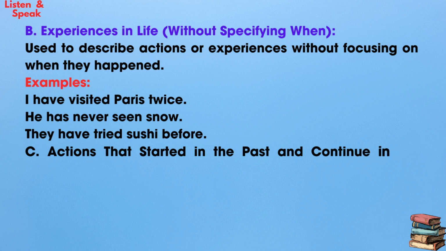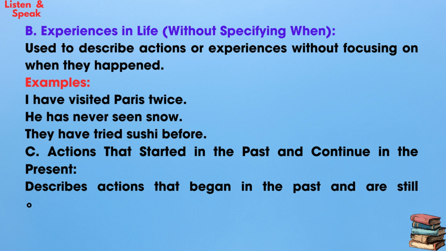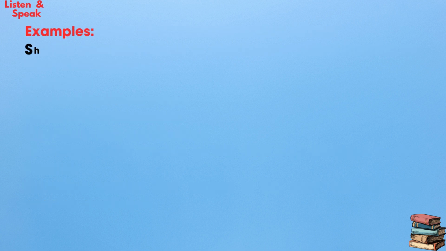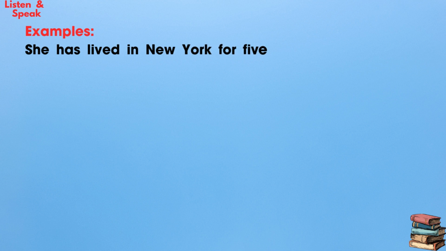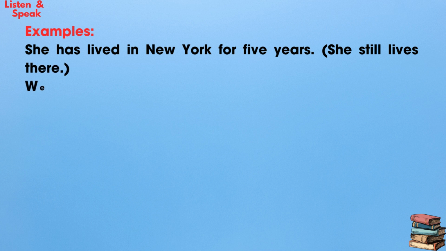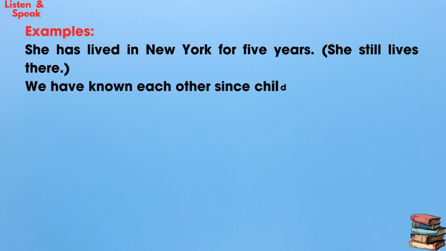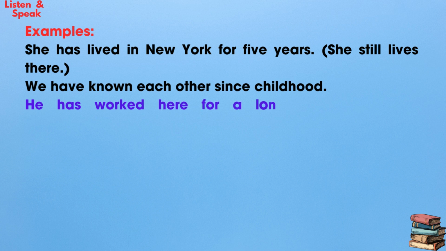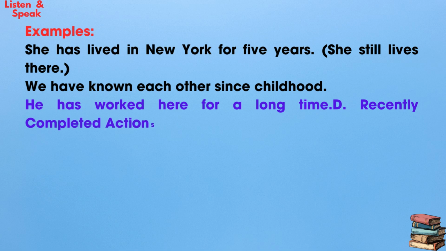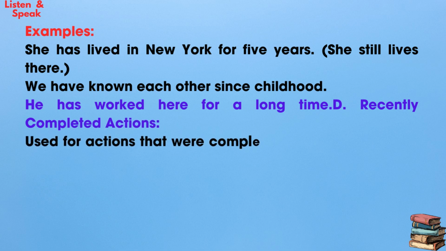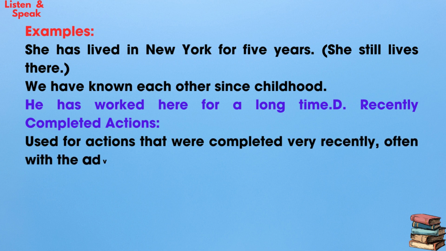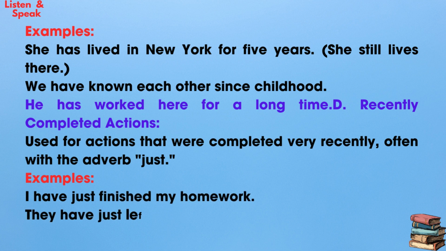C. Actions that started in the past and continue in the present. Describes actions that began in the past and are still ongoing or relevant. Examples: She has lived in New York for 5 years. She still lives there. We have known each other since childhood. He has worked here for a long time. D. Recently completed actions. Used for actions that were completed very recently, often with the adverb just. Examples: I have just finished my homework. They have just left the house.